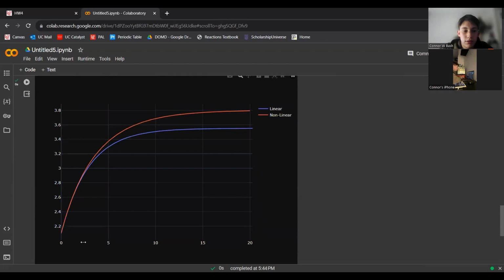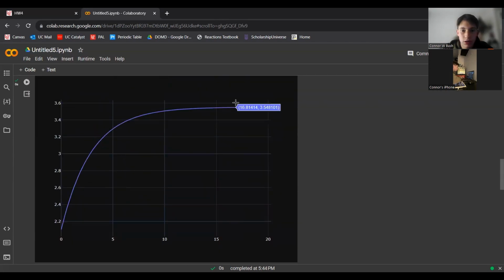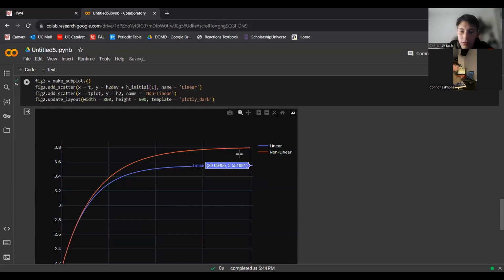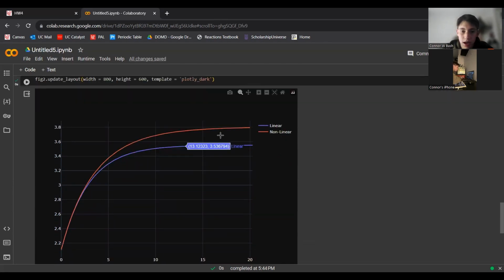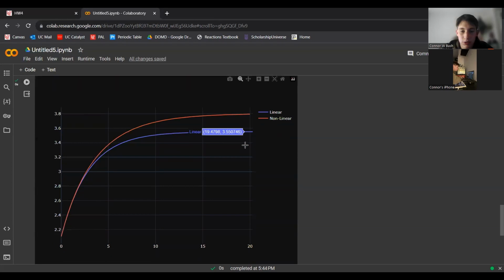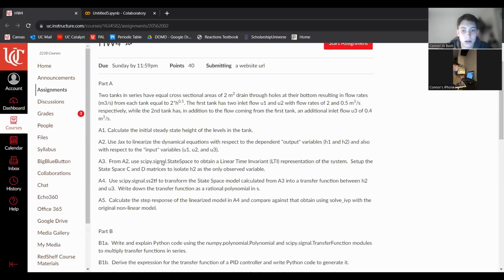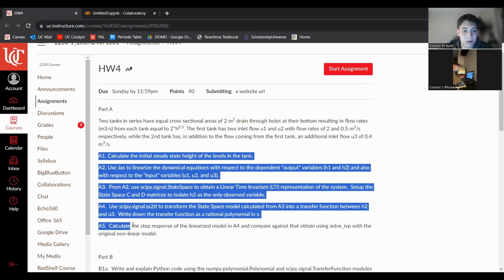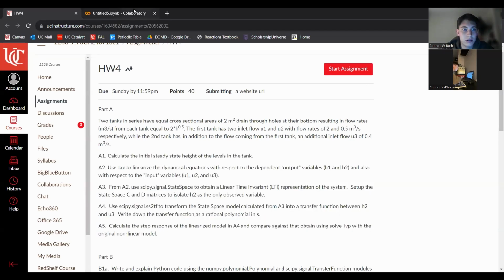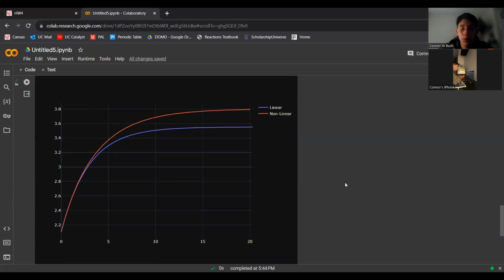So as you can see, this is how they match up against each other. The linear model that we got up here, it's the same. However, the nonlinear model gives us a larger height, and it doesn't look like it reaches as much of steady state. However, it does obviously start to. But you can see there is this discrepancy between the two. So that answers all of these questions, A1 through A5. So we can jump into the next video for homework for part B.